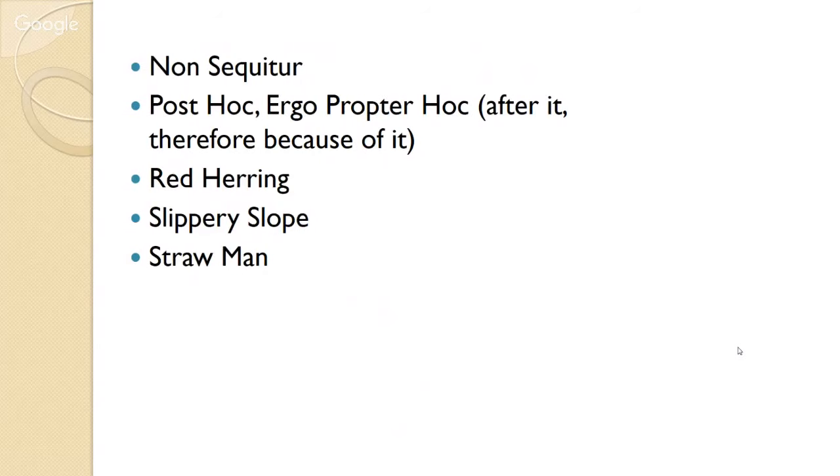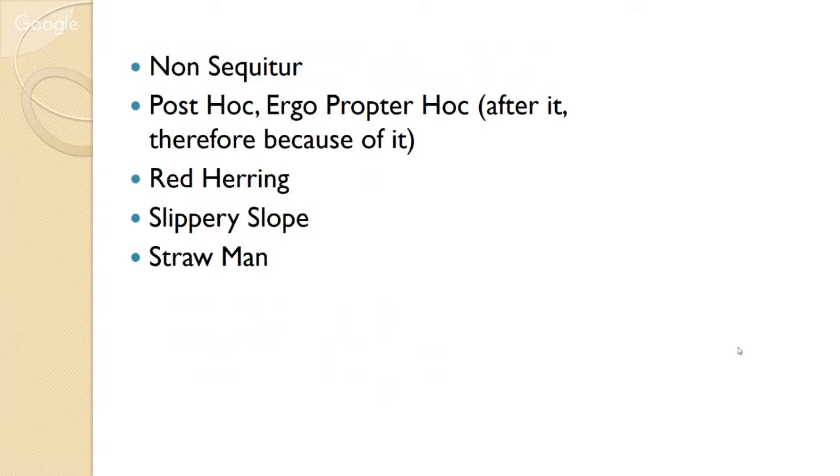Non sequitur, it does not follow. So the conclusion has nothing to do with the evidence at all. It goes in a completely different direction. So you can't trust this person because the sky is blue. One thing doesn't have anything to do with the other. So that's the non sequitur.